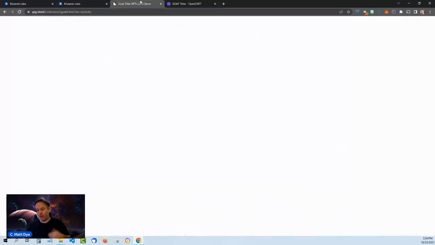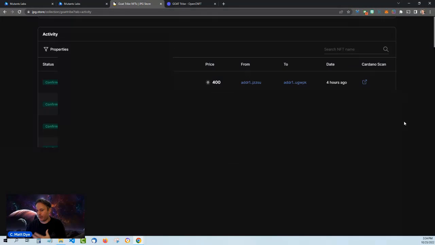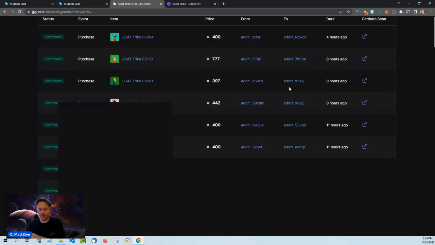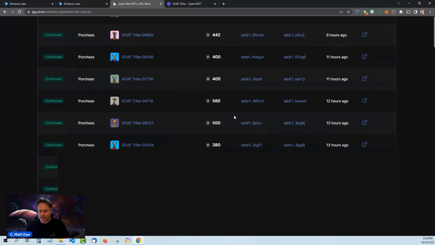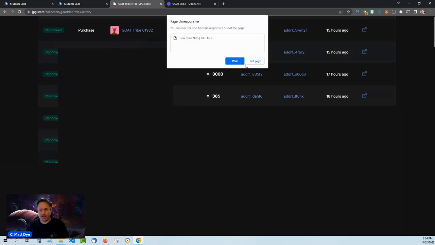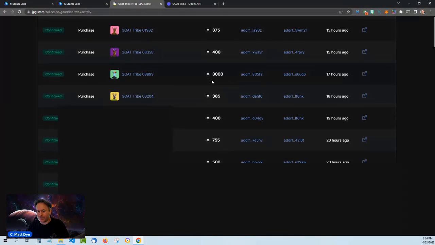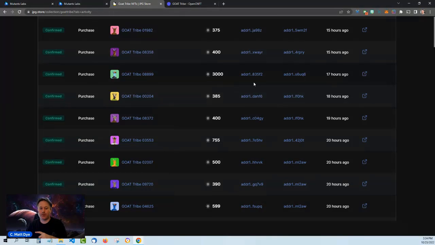Now, one thing that I look at when I enter new projects, and I think this is important, so I'm going to show it here, is people buying not just floor items. So you can see right here a 777 goat, 442, 500, 560. If we scroll down a little more, 450 there. 3,000, there was a sale 17 hours ago, and JPG Store actually put out a tweet about it. They were pretty excited. It's a big sale.